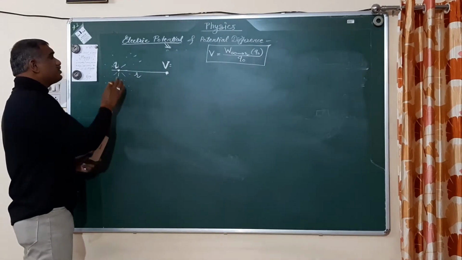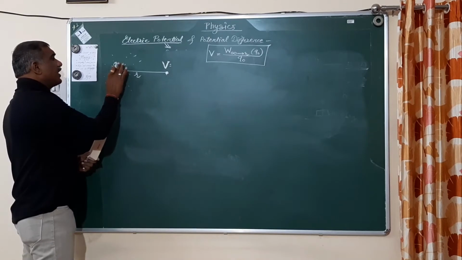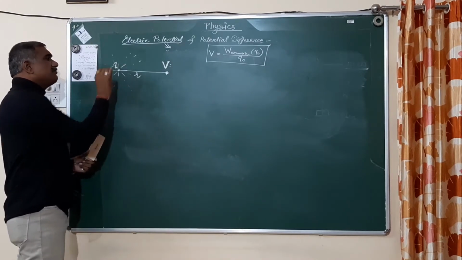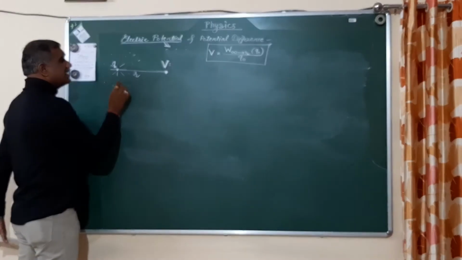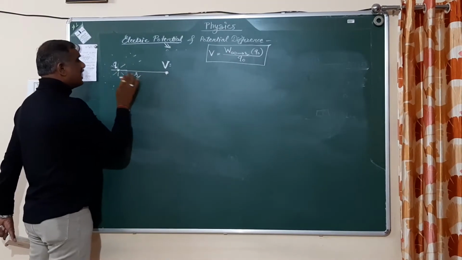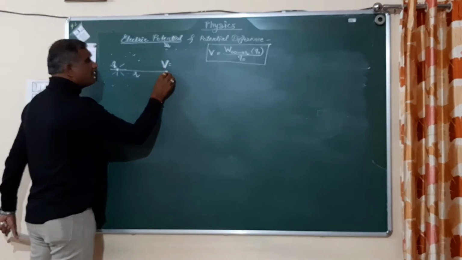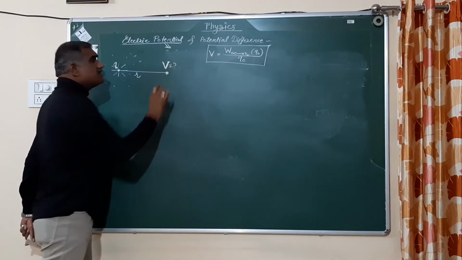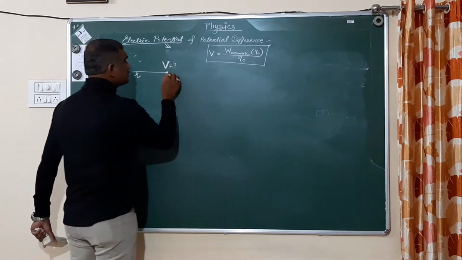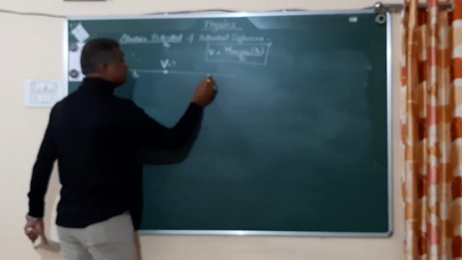Now our aim is to find out the electric potential due to a point charge. For that purpose, we considered one point charge Q placed at this position, and at a distance r from the source charge, we have to find out the electric potential. For that purpose, V is equal to how much? This is our aim. For that purpose, I extend this line.